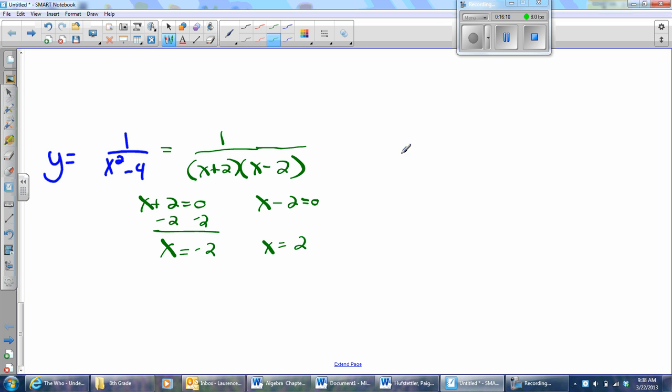So the restrictions are x cannot equal plus or minus 2. We're not actually going to graph something like that, but it would have two asymptotes. How did I know to do that? I recognize that this expression could be factored, right? Why are they restrictions? Because if I put these numbers in for x into the equation, I get 0 in my denominator. Am I ever allowed to have a denominator of 0?